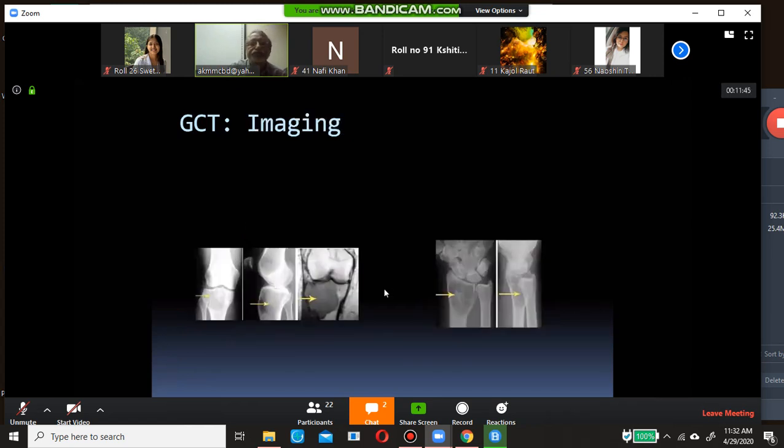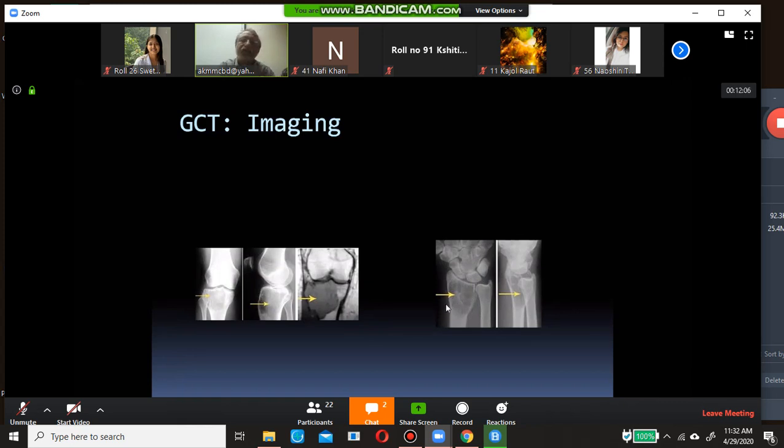X-ray looks like this. In the radius, a lesion with soap bubble appearance. Just remember this term, soap bubble appearance. Osteolytic lesion with soap bubble appearance.